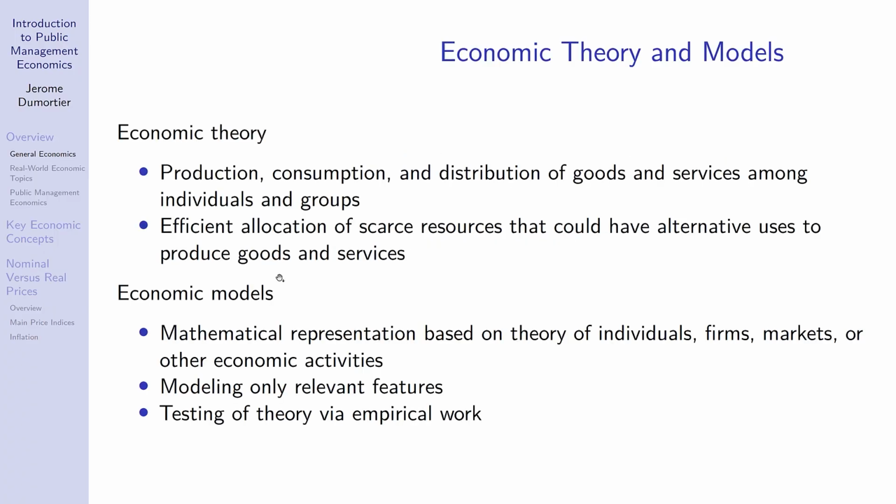Economics studies how resources are produced, consumed, and distributed among individuals and groups in a society. At its core, it's about the efficient allocation of scarce resources that could have alternative uses. To make these ideas concrete, economists rely on models, which are mathematical representations of individuals, firms, markets, and so on. Importantly, models are simplified, meaning they include only features relevant to the problem at hand, not every detail.